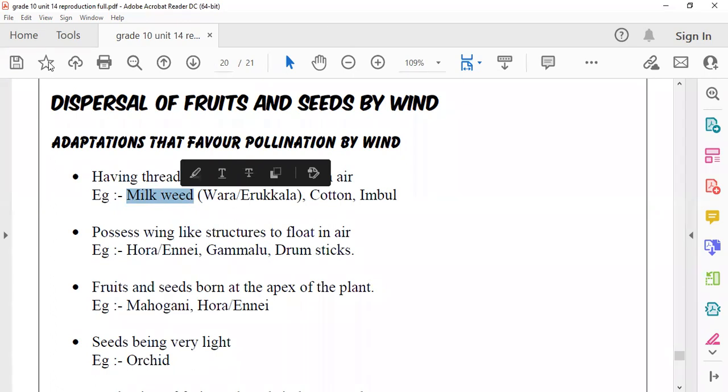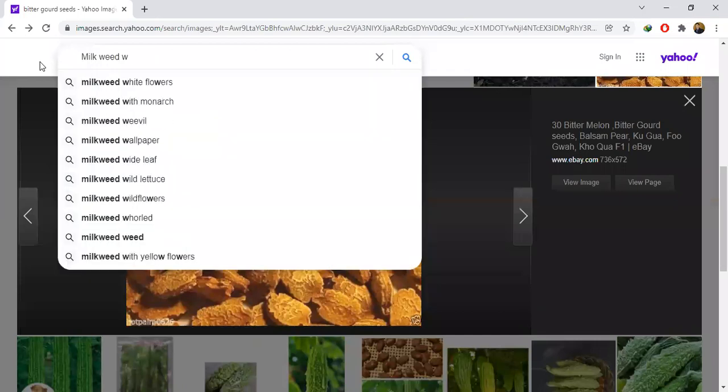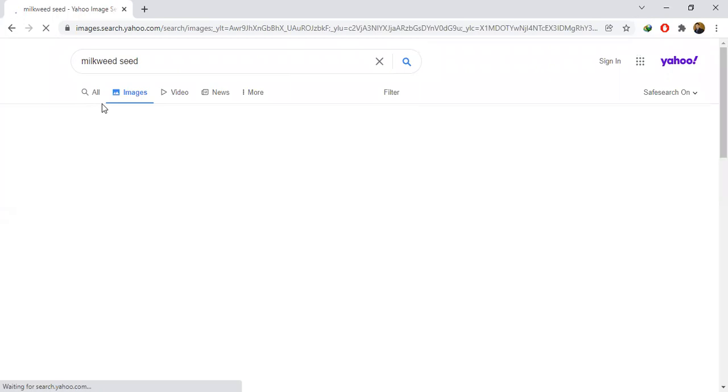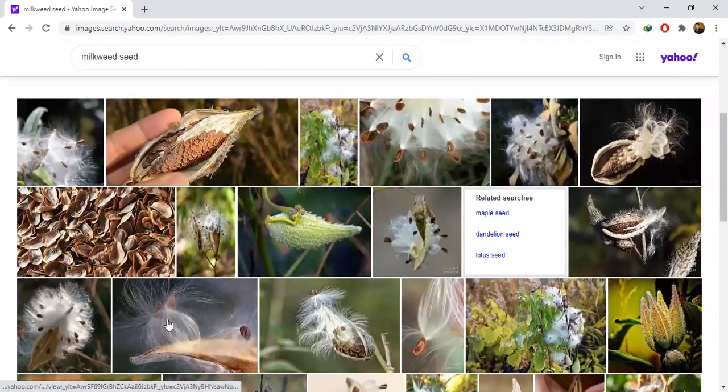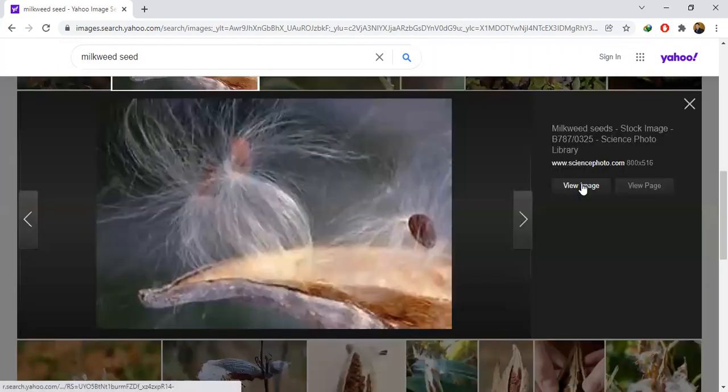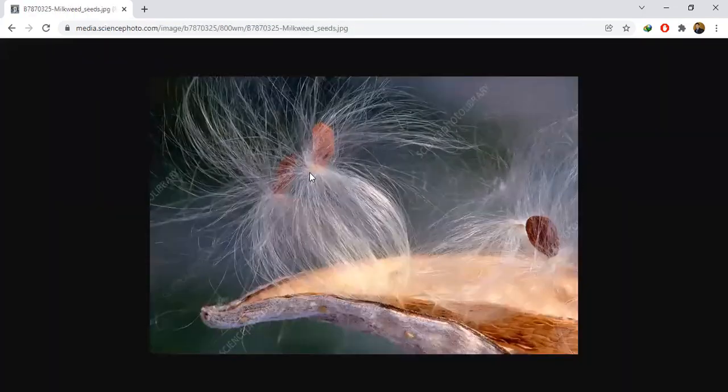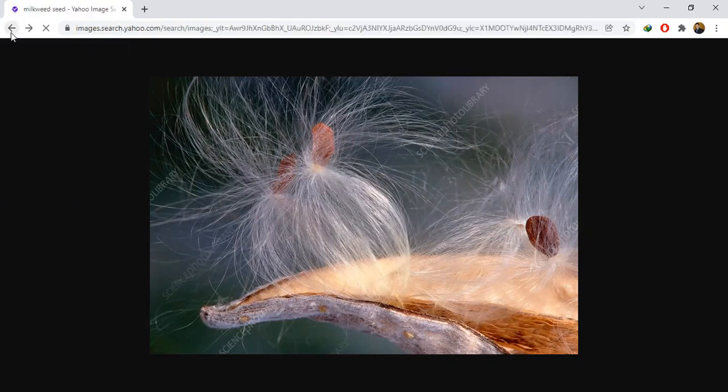So once you search for milkweed seed, this is the seed. Milkweed seed will appear like this. So you can see attached to every seed, there are fine hairs there. These hairs are helping them to float in the air. This is a milkweed seed.